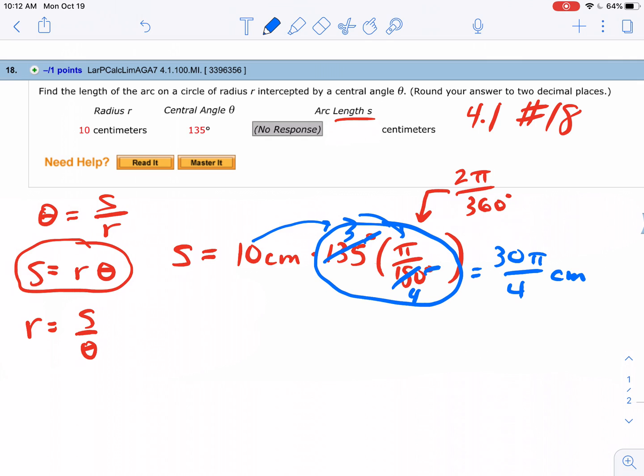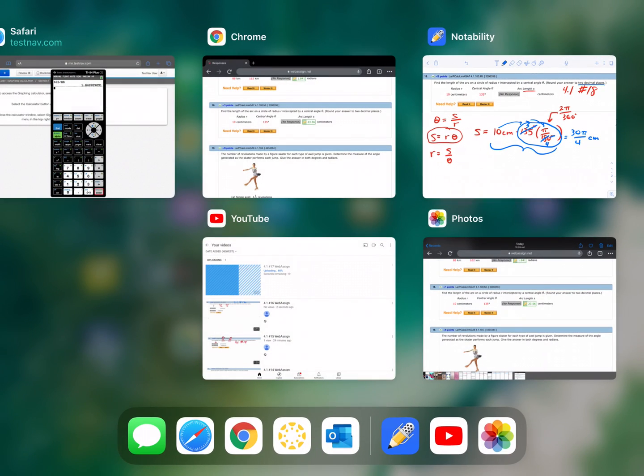Now that is what is called an exact value because I have not approximated pi, but they want 2 decimal places in this answer. So I'm going to take that answer and go ahead and use the calculator. So you could have just used the calculator back here. Don't have to do all the simplifying work that I did.